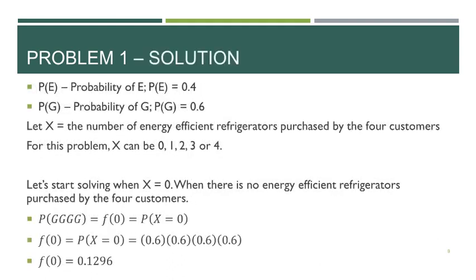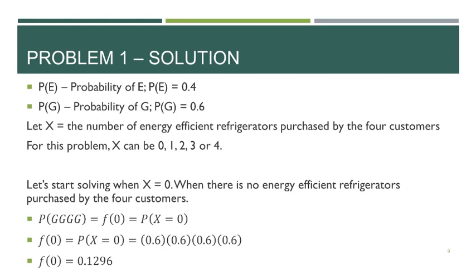Based on the problem, we denote E to be the event when the selected customer purchases an energy-efficient refrigerator, and G when the selected customer purchases a less expensive one. Then, the probability of E is equal to 0.4. This means that the probability of G is 1 minus 0.4, and that is equal to 0.6.